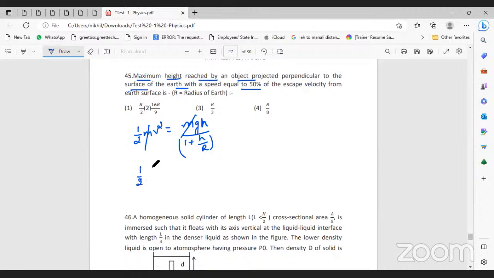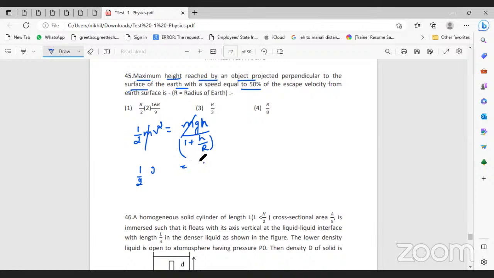You know that escape velocity V squared is given by the formula. You can write the root of how much. The speed is 50% of the escape speed. It is reduced to 50%. 50% means 50 by 100, that is 1 by 2. So it becomes 1 by 2 of that.